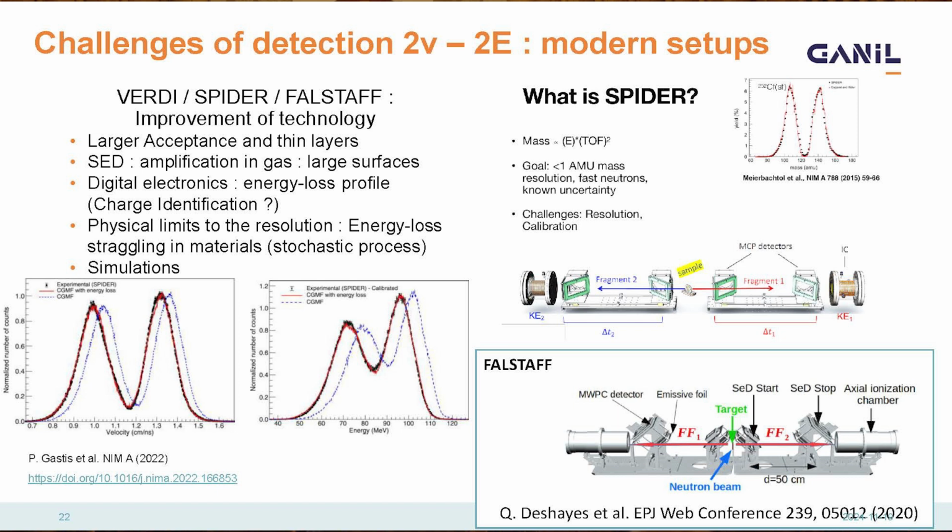The physical limits are really due to the resolution in energy loss because of the nature of the energy loss, which is a stochastic process. At some point you cannot beat the stochasticity and the randomness of the process, and this is really one of the limiting factors. All this now relies on the capacity to do advanced simulations of the setups. And here I highlight some results, I think, from here.